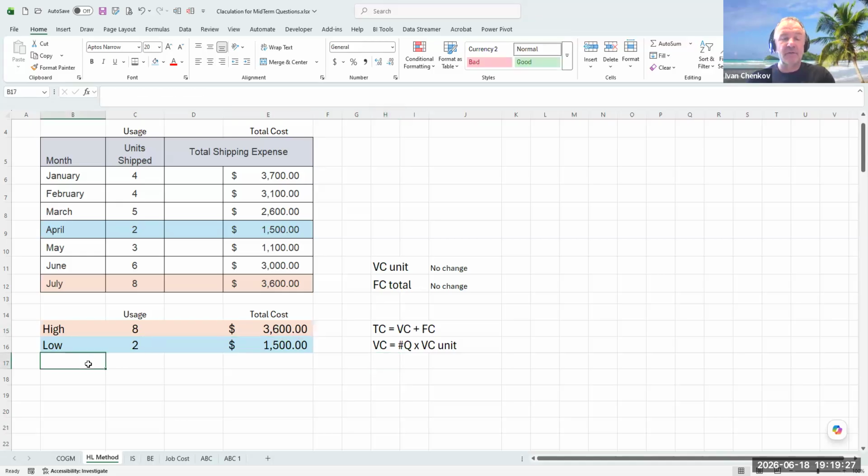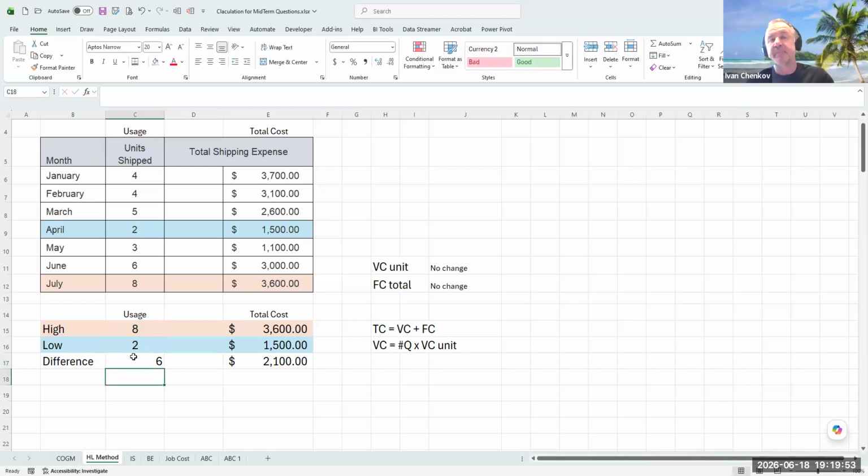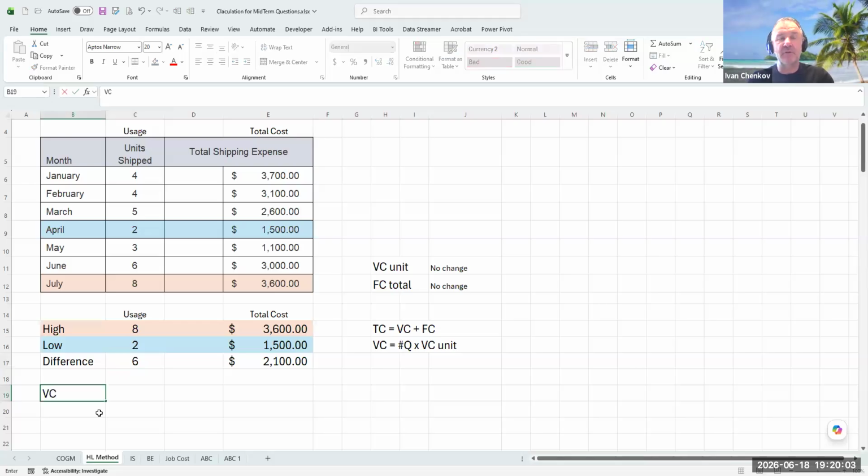So once we get the differences, once I get the difference, that will be 8 minus 2, and here will be 3,600 minus 1,500. I'm gonna get these numbers. Now, once I get those numbers, that will be usage, that will be the total cost. At this point, I can come up with the variable cost per unit.